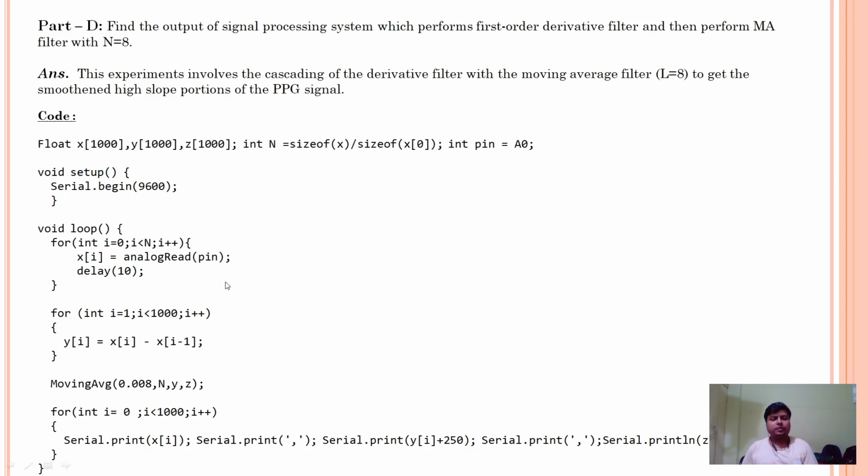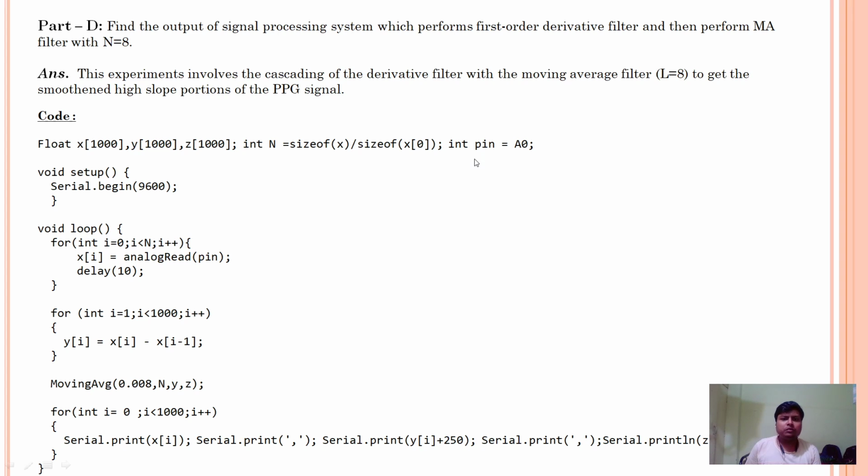Final part of the experiment, which is to get the output of a system in which we first perform the first order derivative filter on the PPG signal, followed by performing the moving average filter with window value 8. Here also we are going to perform the same thing.